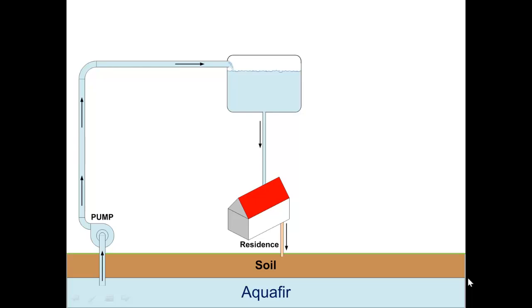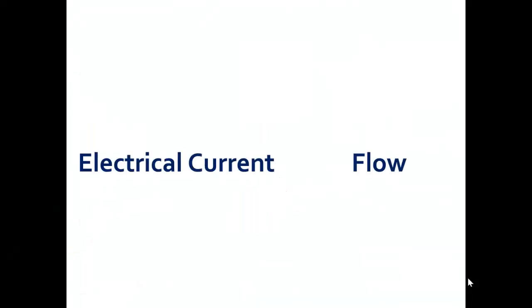It's time now to make the transition from gravity and water flow to voltage and current and electrical resistance. Electrical current would be analogous to flow. So gravity gave us water pressure, which gave us flow, opposed by the resistance. Electrical current is the motion or the movement of electrons through a conductor from atom to atom.